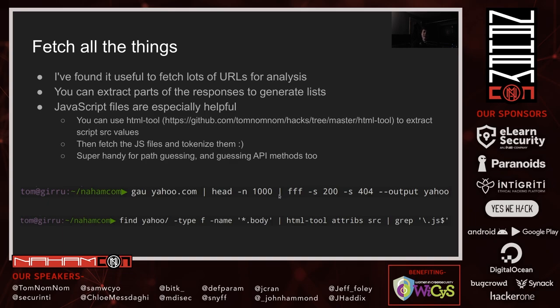And we're just going to take 1,000 of them. I don't want to request too many. And I'm going to use my fff tool, the fairly fast fetcher. And what these options mean is I want to save responses with the 200 response code and also those with the 404 response code and store them in a directory called yahoo. And that's all it means. And then I'm going to use the find command to list all of the files, things with type -f, in the yahoo directory that have a name of *.body. So fff stores two files for each request, a .body file and a .headers file that contains the headers. And we're interested in the body file.